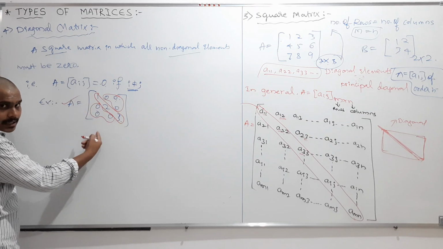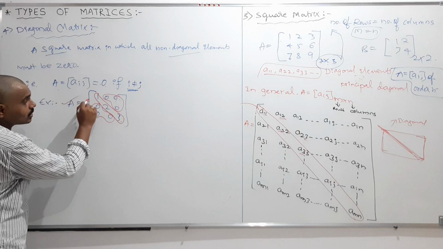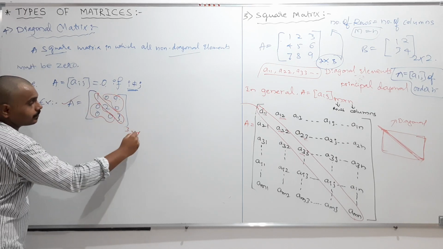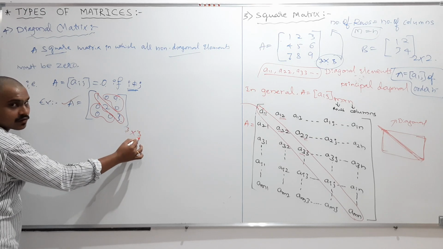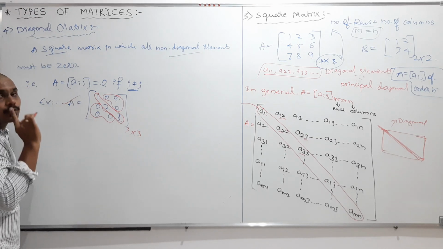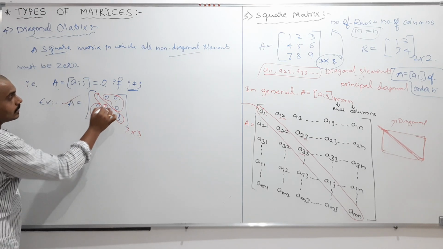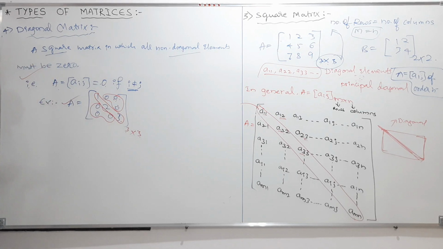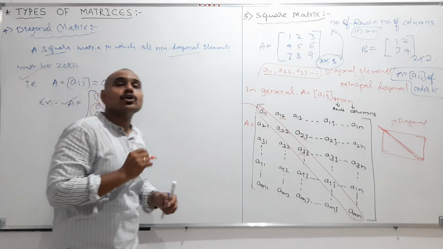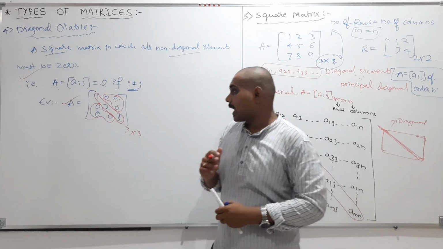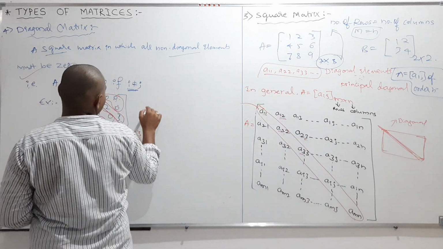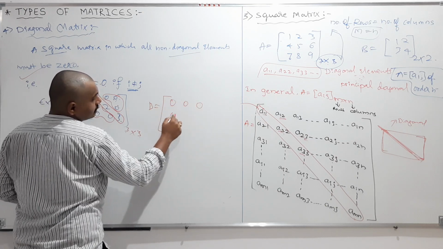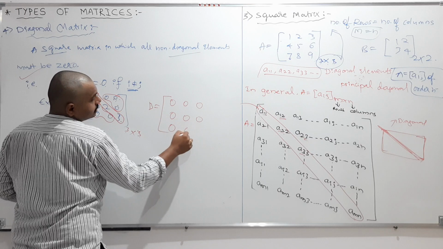Is it a square matrix? This is a square matrix because 1 2 3, the number of rows is equal to the number of columns. Therefore, this is the square matrix and the non-diagonal elements are 0. Therefore, this is an example of the diagonal matrix. And let us take another example, my dear students. B is equal to 0 0 0 0 0 0 0 0 0.